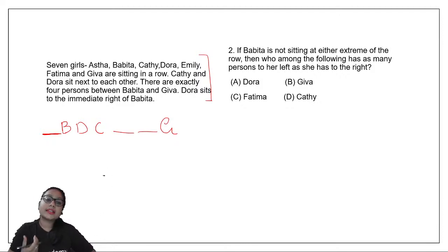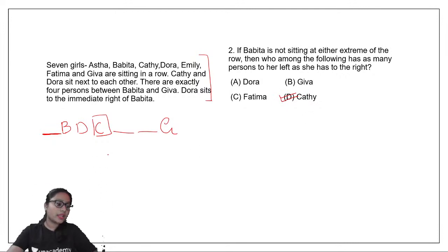Okay, and what is the center position of 7 people? It is the 4th position. So we just have to figure out who among the 7 people is sitting in the 4th position. So can you just look at our arrangement and tell me who is sitting in the 4th position? It is C. Okay, so it means the correct answer to this question would be Kathy. I hope this is clear.